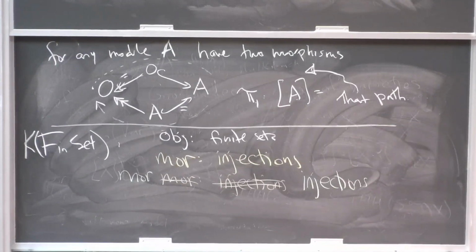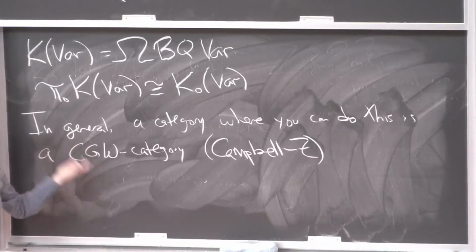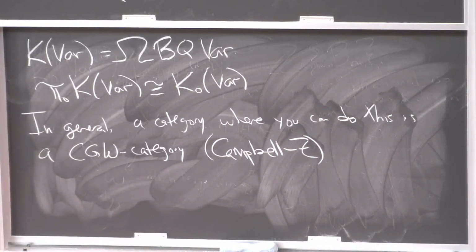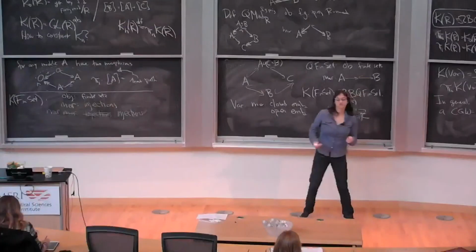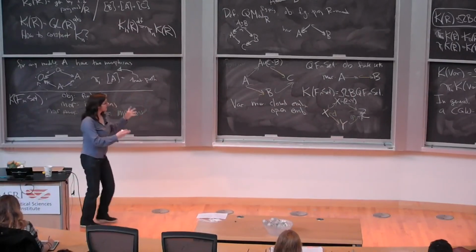So Quillen's Decompositions and localization, which are tools for analyzing K-theory, also work on CGW categories. So in particular, they work for varieties. And I just want to really point out how magical this is.